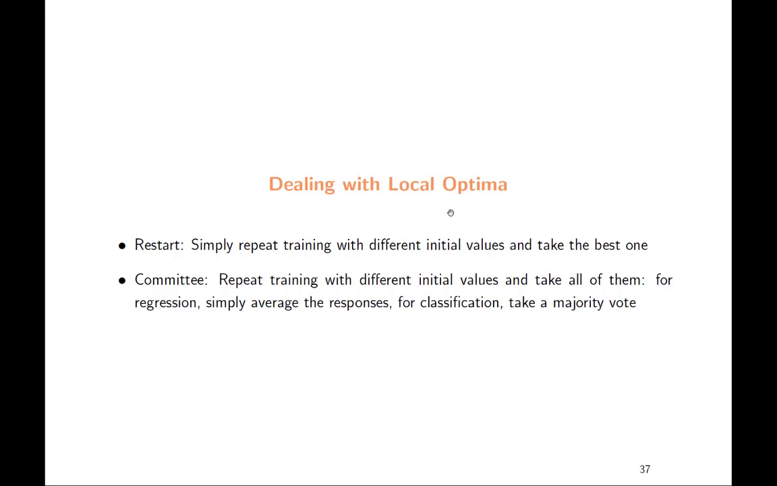Or there's an even better idea, and it is called a committee. So you do the same thing. You train maybe 20 neural networks with different initial conditions, and then you don't just pick the best of them. You average the responses, or you take a majority vote. So if 12 of them say it's class 1 and 8 of them say it's class 0, then you take class 1, you do a majority vote. And this idea of using a committee of neural networks instead of a single one is also quite powerful.